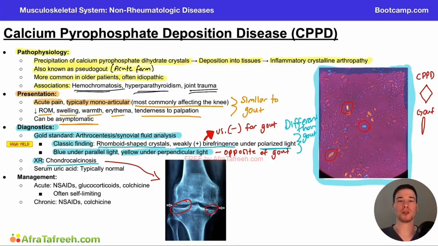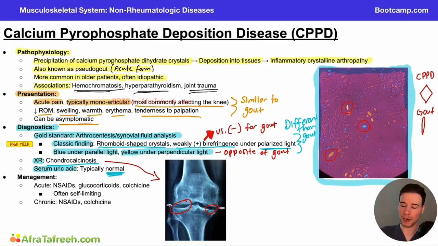Again, being able to compare and contrast these pathologies is really important for making the correct diagnosis for your patient. And finally, on labs, we would expect to see normal uric acid levels. Why is this? Well, because this condition, in contrast to gout, is not due to hyperuricemia. It's not due to elevated levels of uric acid, so we would expect those to be normal on serum.